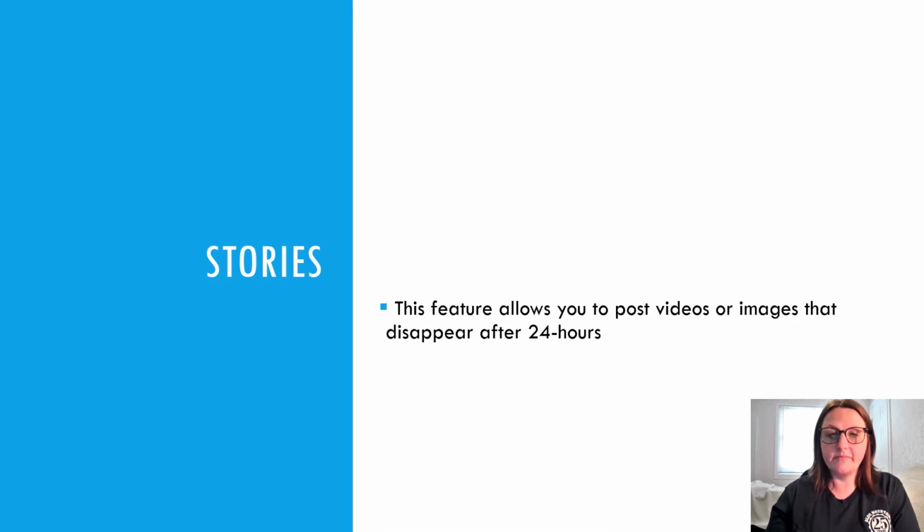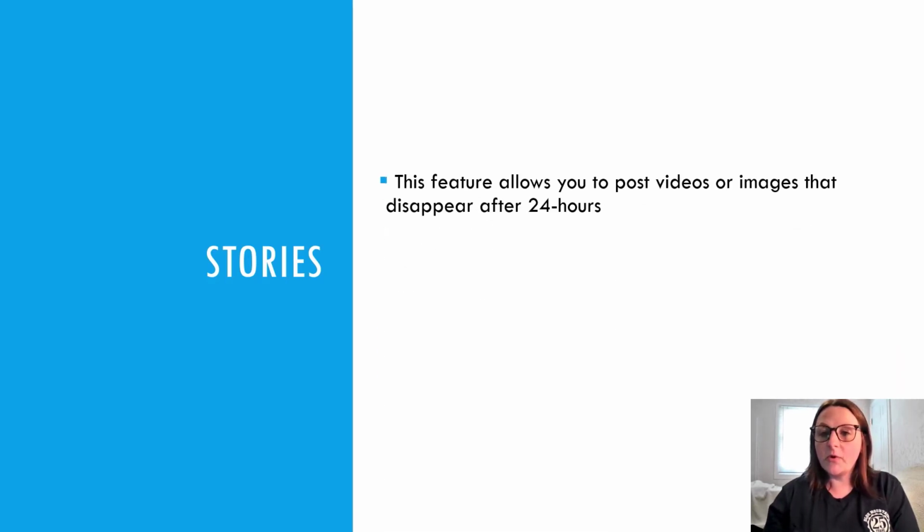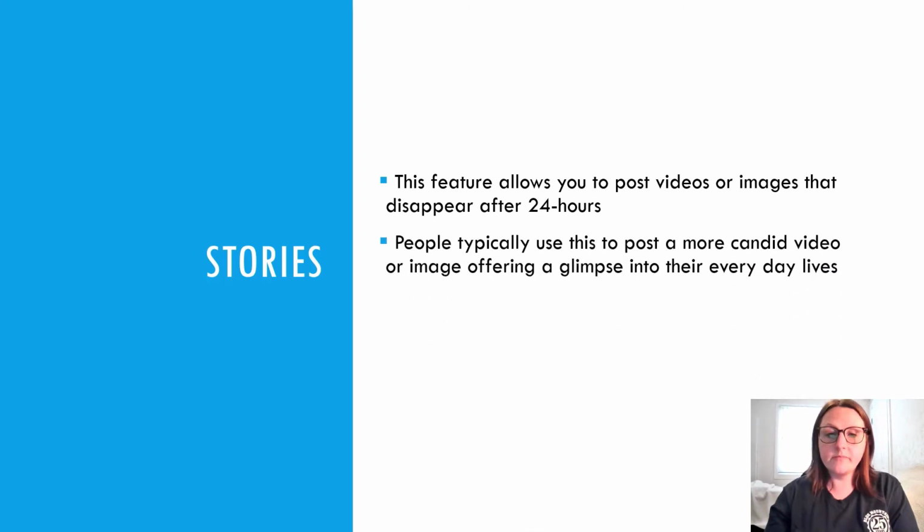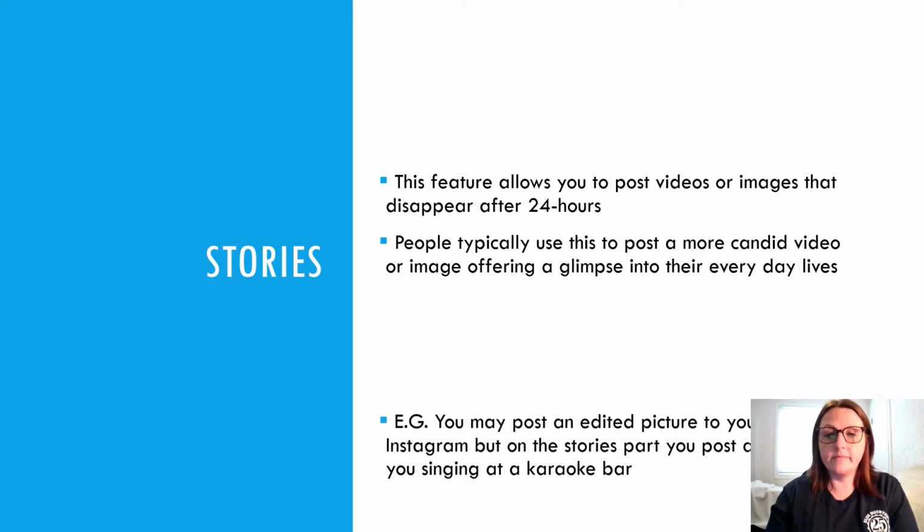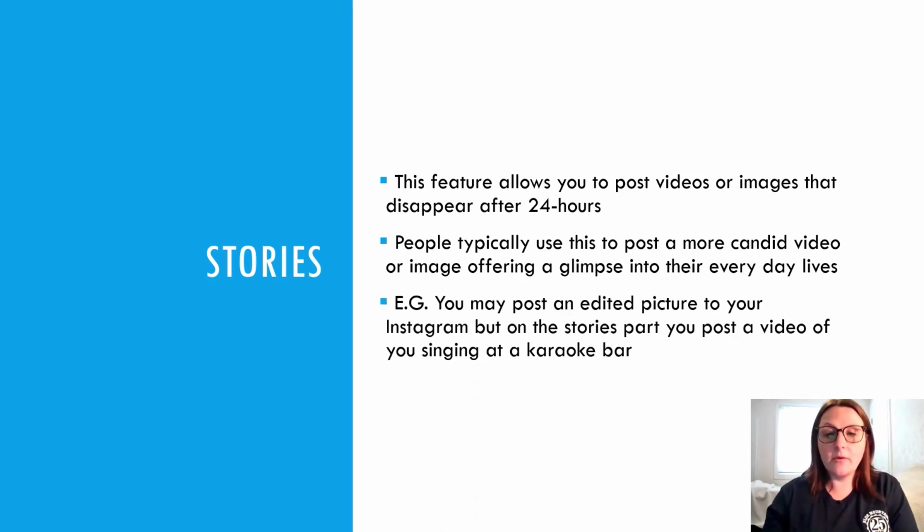Stories. This feature allows you to post videos or images that disappear after 24 hours. People typically use this to post a more candid video and offering a glimpse into their everyday lives. For an example, you may post an edited picture to your Instagram, but on the stories part, you post a video of you singing at a karaoke bar, something that gets deleted that you may not want to be up forever.